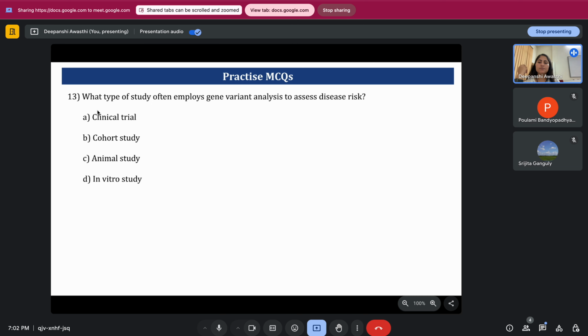Now question number 13. What type of study often employs gene variant analysis to assess the disease risk? Option A, clinical trial. Option B, cohort study. Option C, animal study. And option D is in vitro study. So in which of these studies do we analyze the genetic variants to find out how that variant is linked to a disease risk?